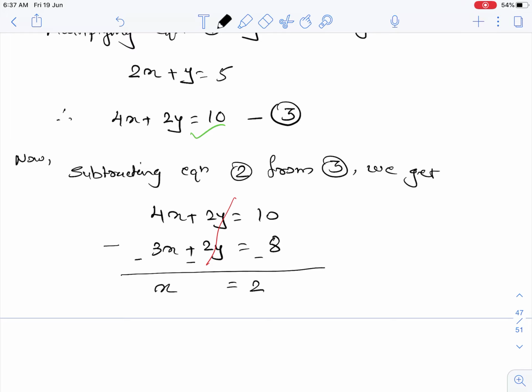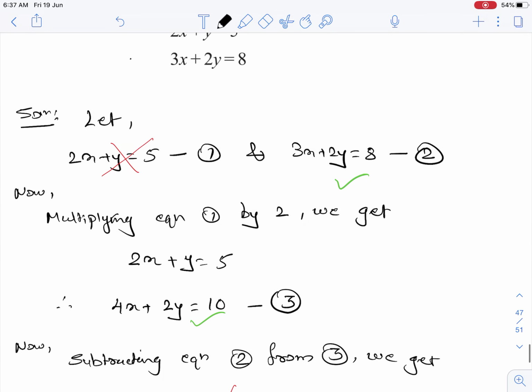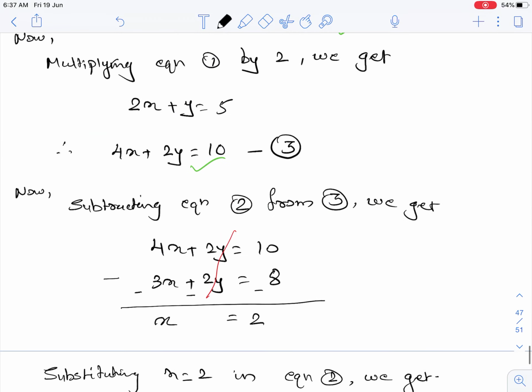So what is the value of x? x equals 2. Now again, same condition, we'll substitute this value, substituting x equals 2. Now we can put this value in any of these three equations. If you want, you can put it in equation number 1, 3 or 2. This time I am going to substitute in equation number 2. Substituting x equals 2 in equation 2 we get.